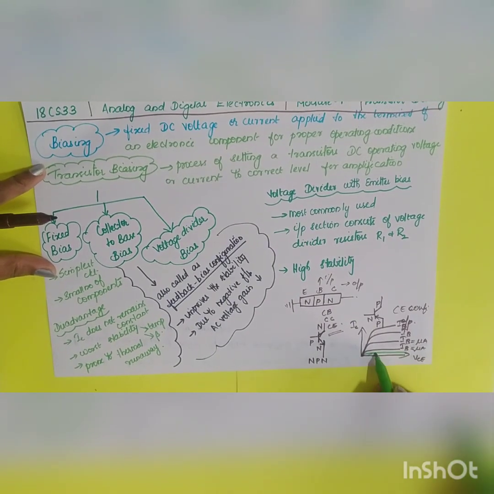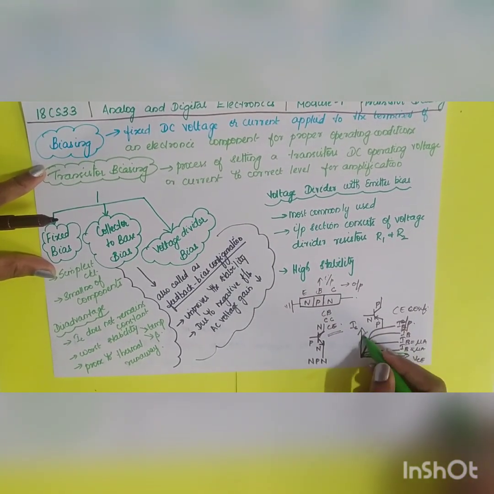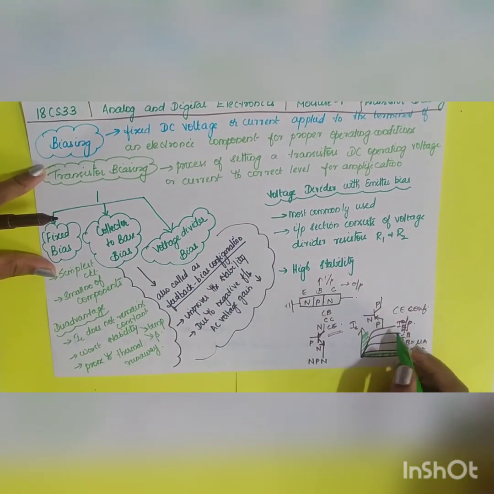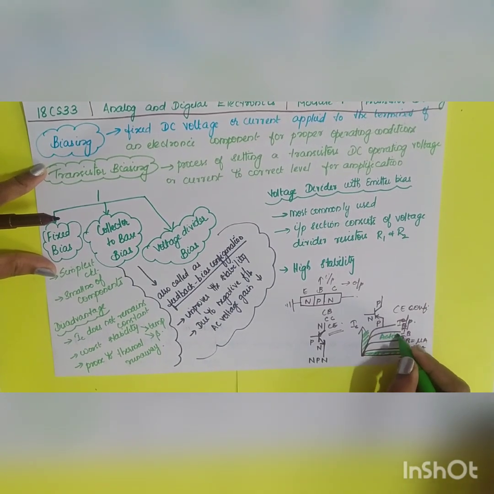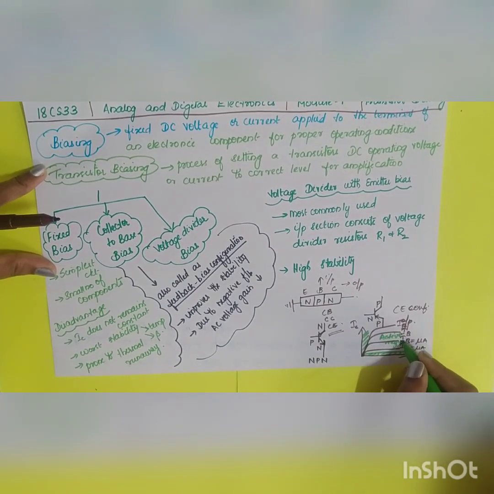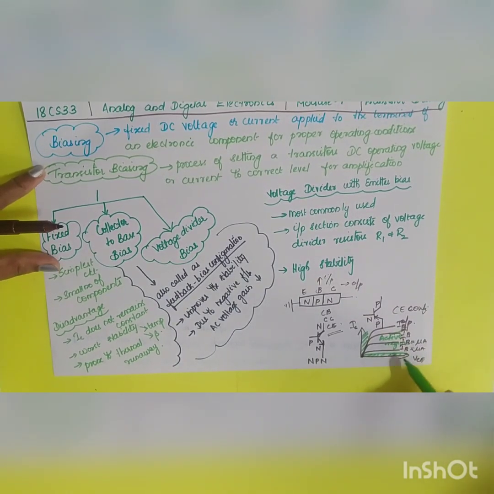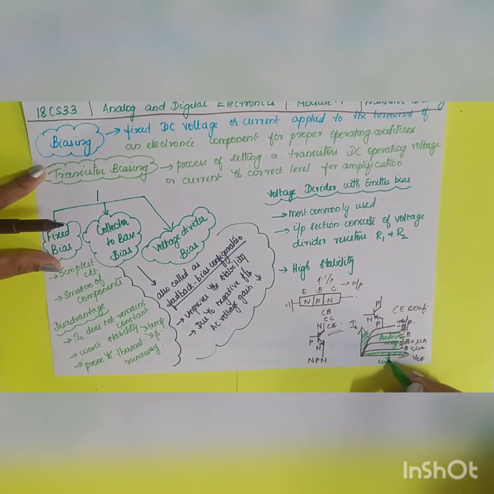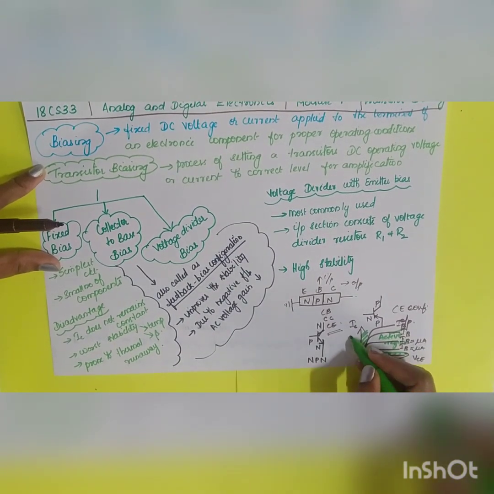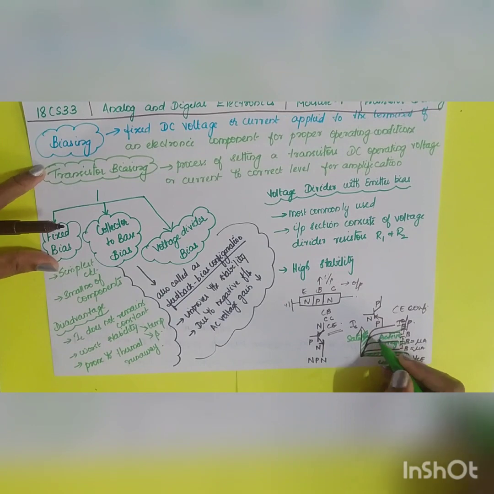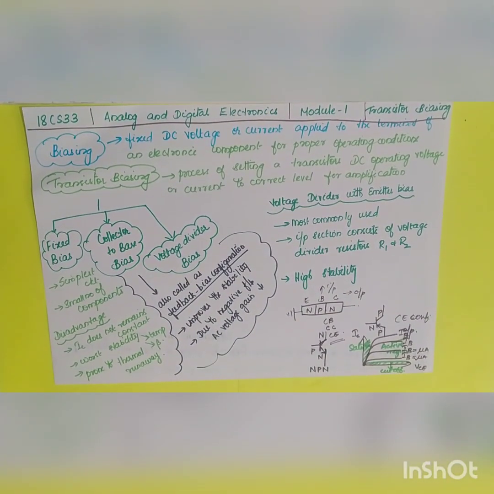What are the different conditions? The first is your cutoff region, then saturation, and the active region. The middle region is called the active region. The transistor will work as an amplifier in the active region, whereas the transistor will act as a switch in the other two modes, cutoff or saturation. So in cutoff and saturation mode, your transistor will act as a switch, and in the active region, as an amplifier.